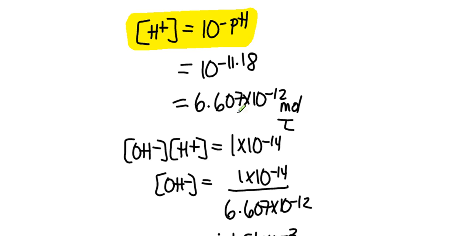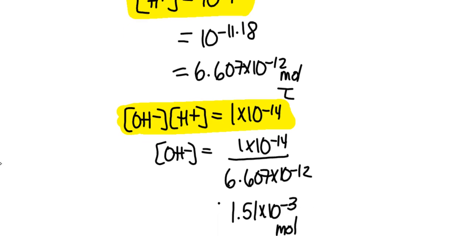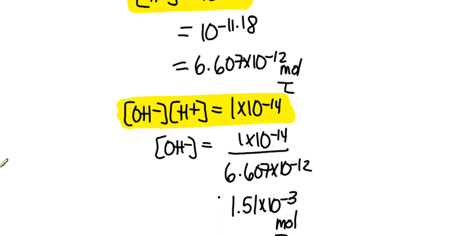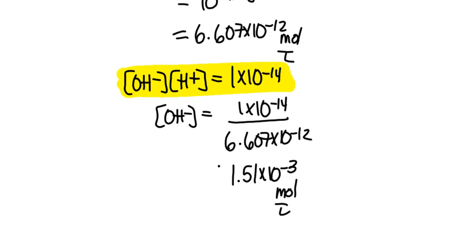You take 10 to the negative pH and you should get about 6.6 times 10 to the negative 12 moles per liter. Then you can use the other formula that relates hydroxide and hydrogen, where they both equal 1 times 10 to the negative 14. And when you rearrange that, you'll end up getting the same answer here, about 1.514 times 10 to the negative 3 moles per liter.